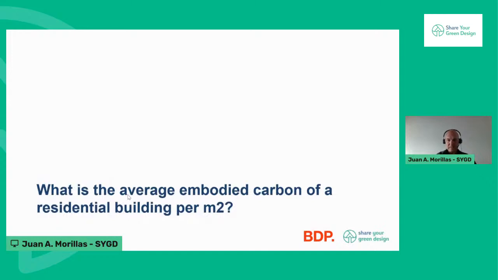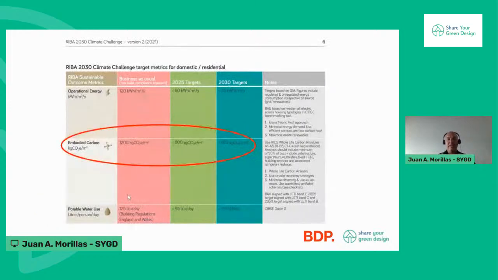Now, if we move into the construction, what is the average embodied carbon for a residential building? According to RIBA, it's around 1,200. Business as usual, as you can see here, they have 3 columns. This would be in the UK. Business as usual would be 1,200 kilos of CO2 a square meter, and the target for 2025 would be 800, 2030, 625.